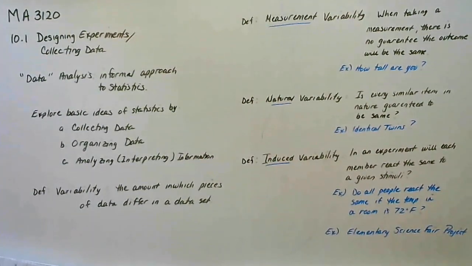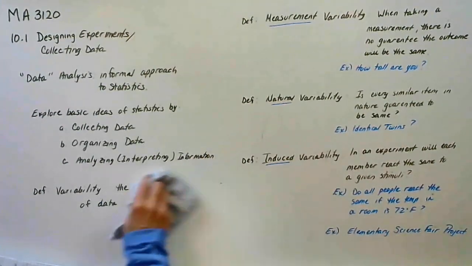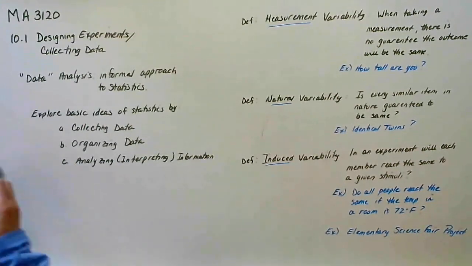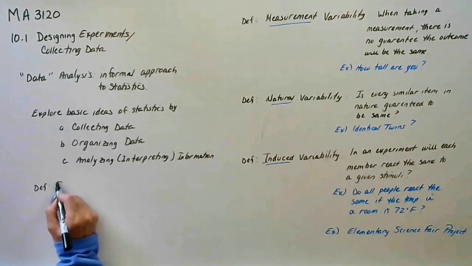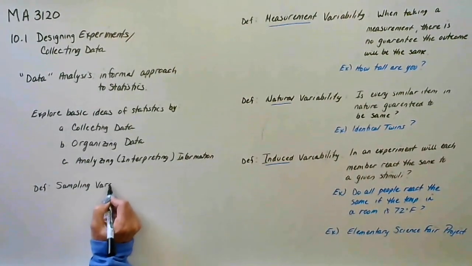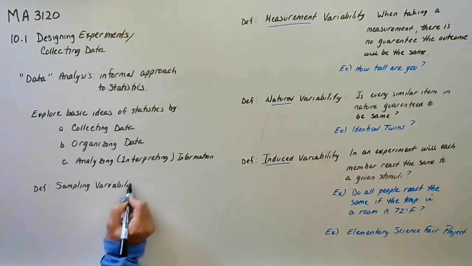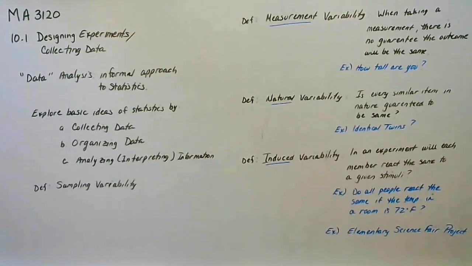And then the last one is what we call sampling variability. So I need a little more room over here. I'm going to put it right down here. Okay, sampling variability. So I will give you more of an example of sampling variability. If you sample a group of people, will your outcome always be the same?